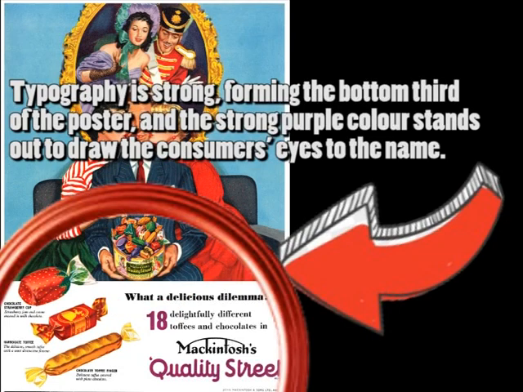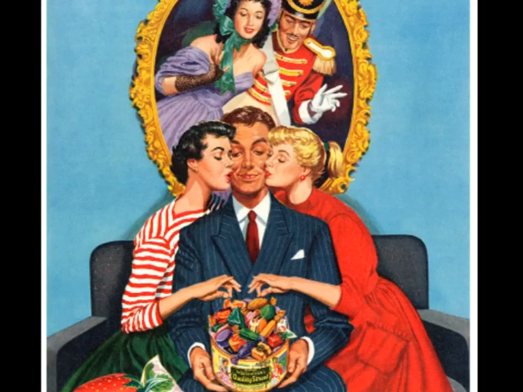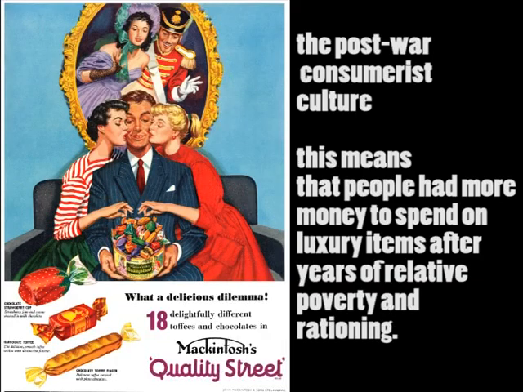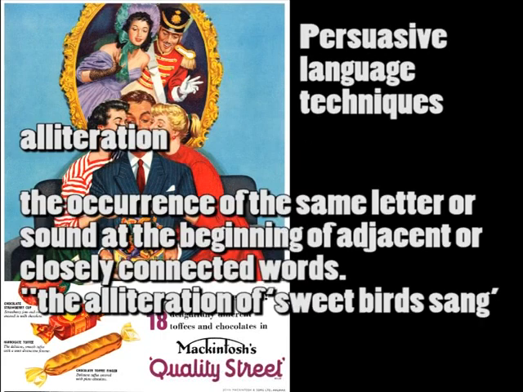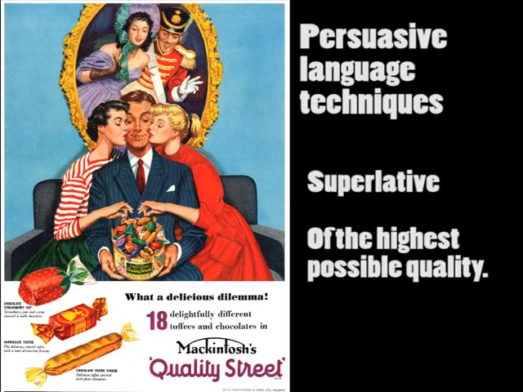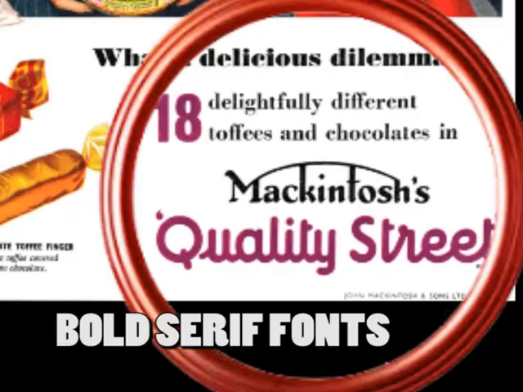Typography is strong, forming the bottom third of the poster, and the strong purple colour stands out to draw the consumer's eyes to the name. The hand-drawn artistic nature of the design, with a rich colour palette of primary and secondary colours, links to the post-war consumerist culture. Persuasive language techniques such as alliteration, emotive language and superlatives are all indicative of a well-read, educated audience, further enhanced by the bold serif font styles connoting richness.